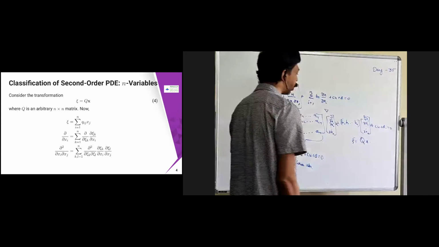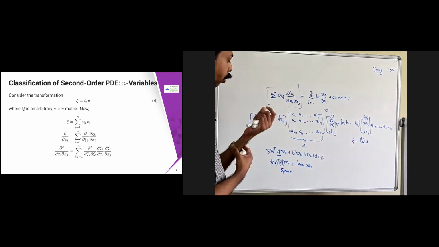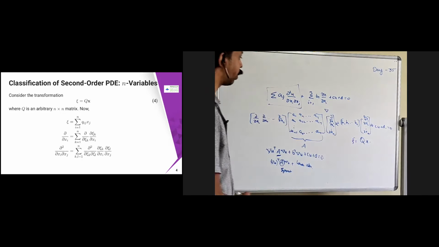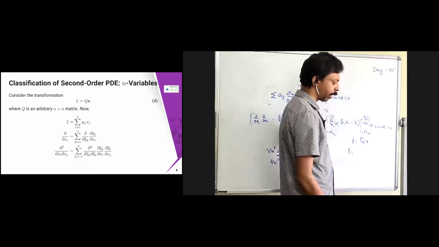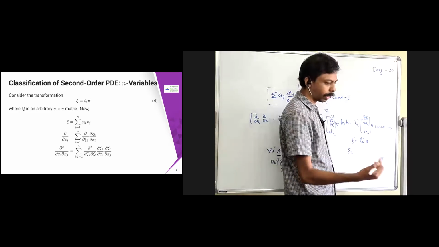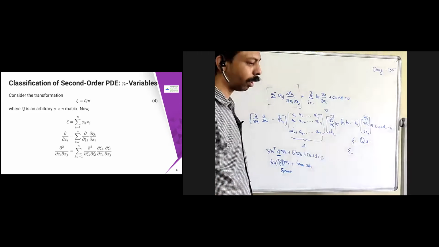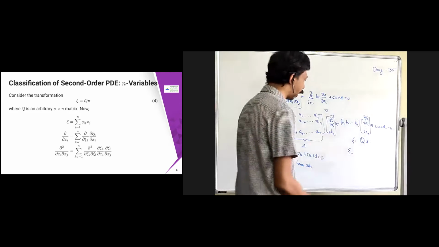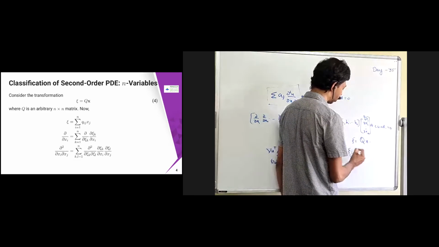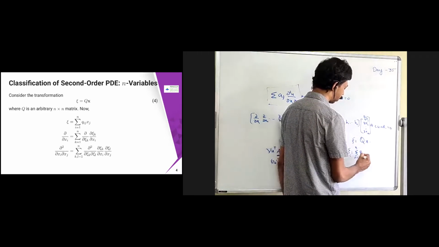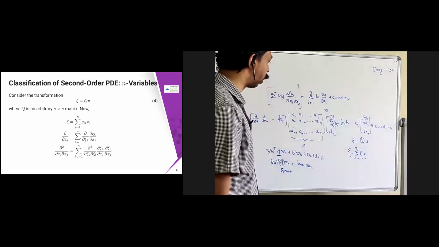Suppose I take chi equal to Qx, then Q is a matrix, an n by n matrix. So in that case, I can write chi, for each i, as chi i equal to summation j equal to 1 to n of q_ij x_j. This is nothing but chi, which I can use for each variable.